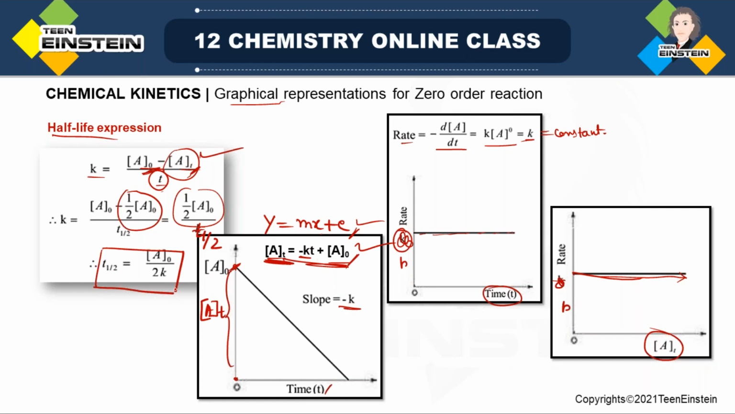Remember, this is the t half expression only for a zero order reaction, and from this expression it is also clear that t half is proportional to a naught. That is, half-life is proportional to the initial concentration, because the other term in the numerator and denominator is constant. Fine. So all these graphical representations for zero order reaction, is it fine? Should I repeat?